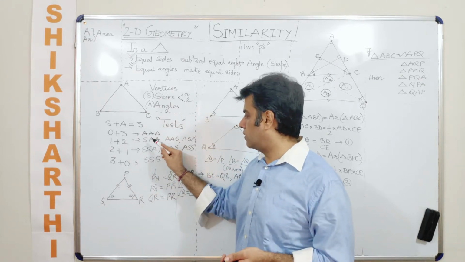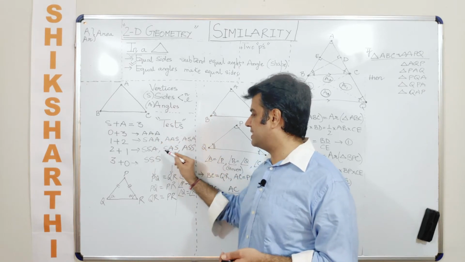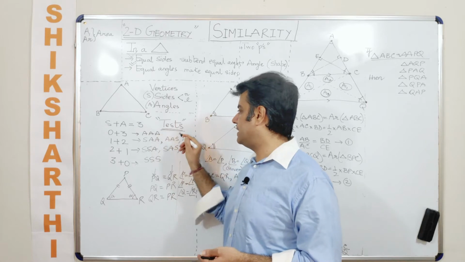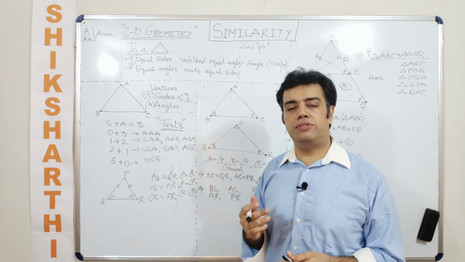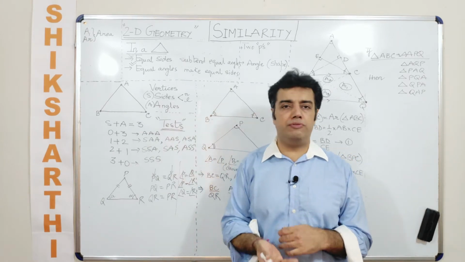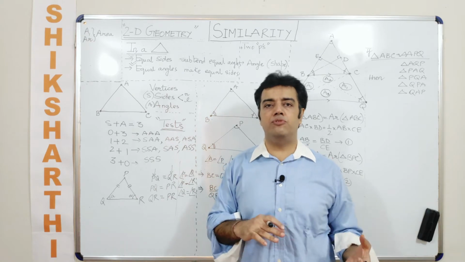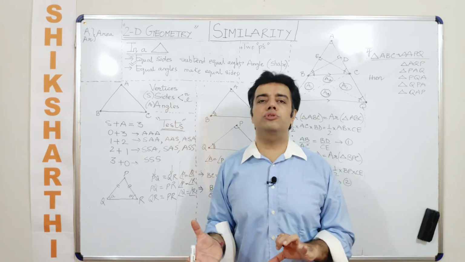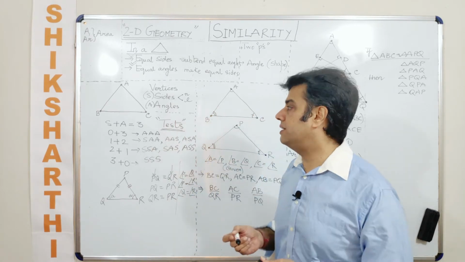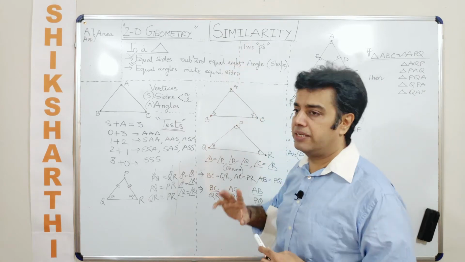Incidentally, all these outcomes that we have had is just like saying 1, 2, 3, 4, 5, 6, 7, 8. Now these 8 outcomes would act like tests for similarity and congruency both, or some of these tests would be for similarity only, some of them would be for congruency only, and some of them would be common to both similarity and congruency. But before we do that, let us understand what is the definition of similarity.